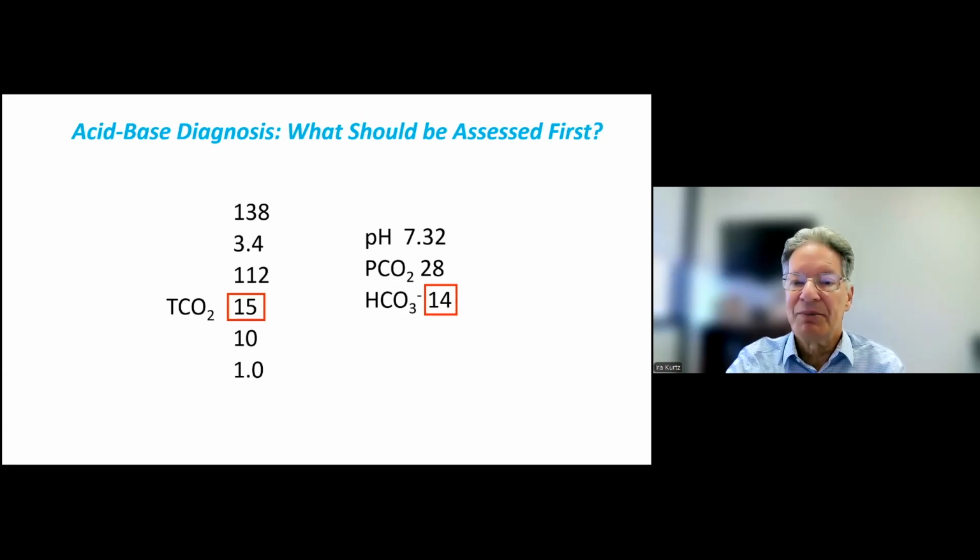So the approach that I'm going to tell you is an approach that looks at either the total CO2 or, if you have blood gases, the bicarbonate concentration first. And you can ignore the pH and the PCO2 initially. In fact, you can always ignore the pH, as we'll show. We'll look at the PCO2 next. So you train your mind when you get these numbers to focus on the total CO2 if that's all you have, or the bicarbonate concentration if you have the blood gases.